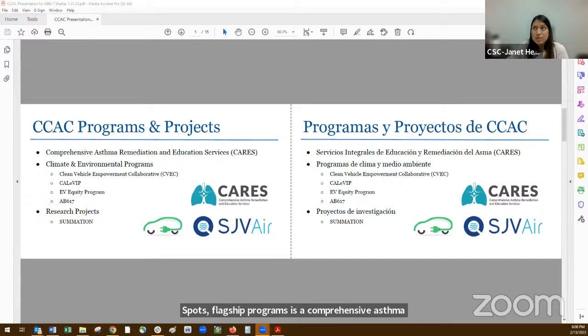This was formerly known as AIM, the Asthma Impact Model, now known as CARES. So this program is aimed at asthmatics in the Valley who have uncontrolled asthma. It's meant for Medi-Cal members and uninsured people in the Valley who have asthma. And as you may all know, the air quality isn't the best, which contributes to high asthma rates, among other things that contribute to the asthma rates in the San Joaquin Valley.